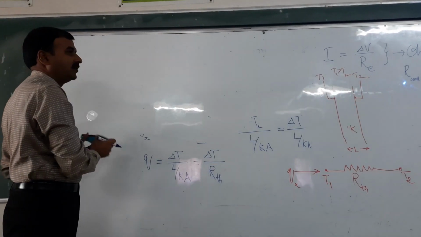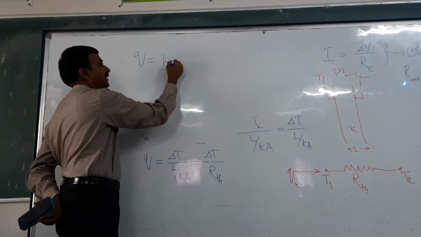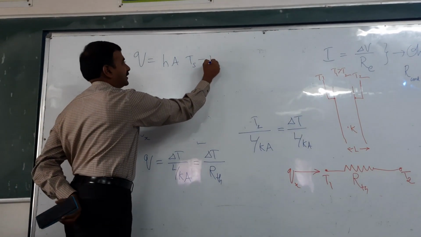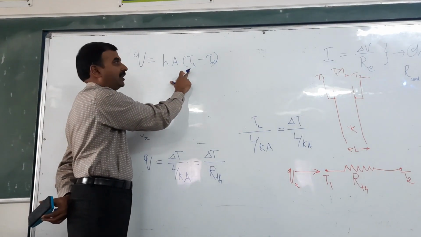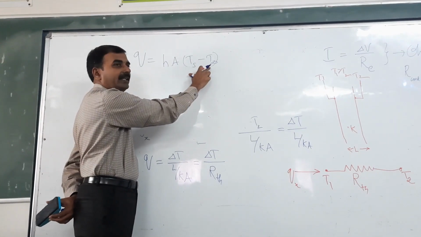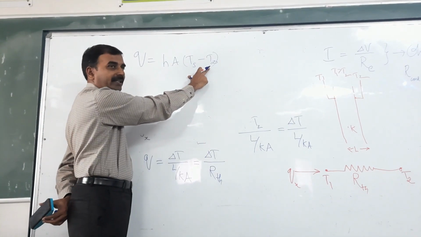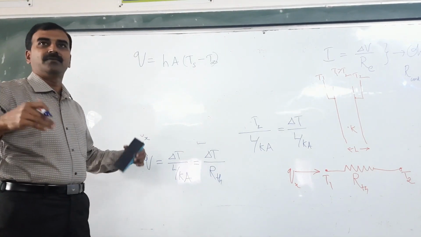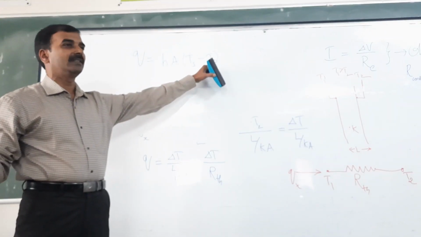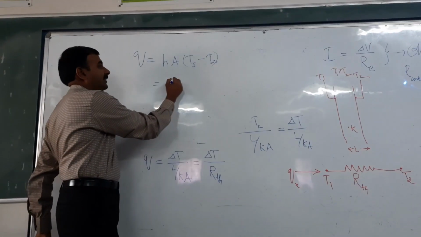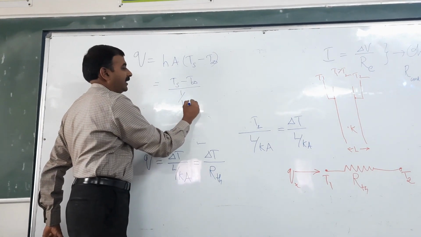So convection, as you know, is governed by Newton's law, which is h A (Ts minus T infinity). Ts is the temperature of the surface or solid body over which the fluid is flowing, and T infinity is the temperature of the fluid. I said earlier why we are writing infinity here: in general, the fluid could be atmospheric air, which is huge in quantity. So that's the reflection of this. So this can be written as (Ts minus T infinity) by 1 by hA.